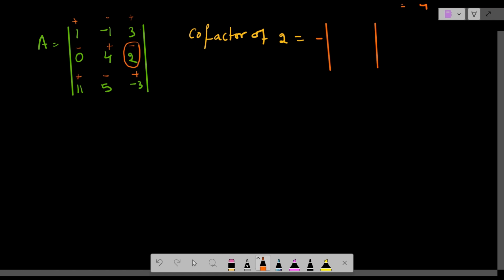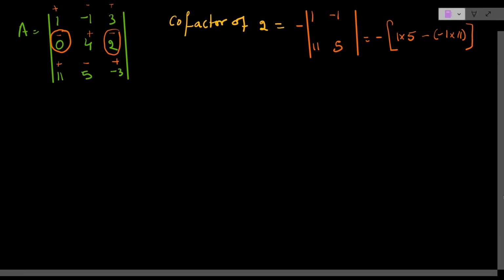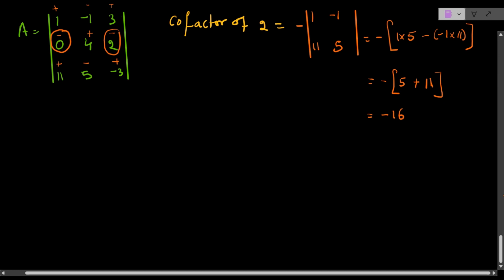So avoiding this, we will have 1, -1, 11 and 5. Understood? Keep negative as it is. So 1 into 5 minus 1 into 11. Just solve, students. So minus of 1 into 5, 5, minus into minus, positive. 1 into 11 is 11. So this gives minus 16. Did you understand, students?